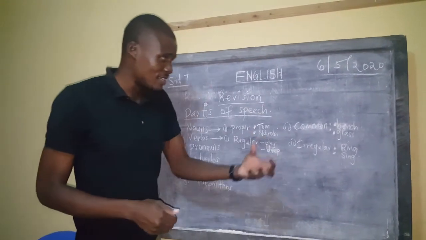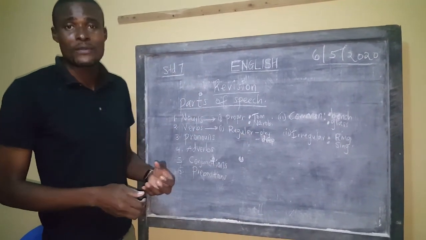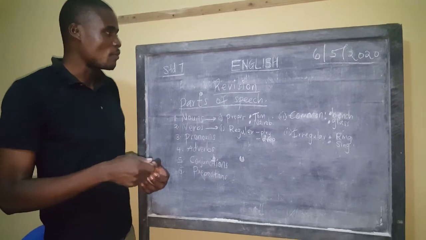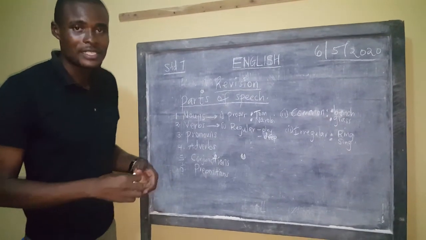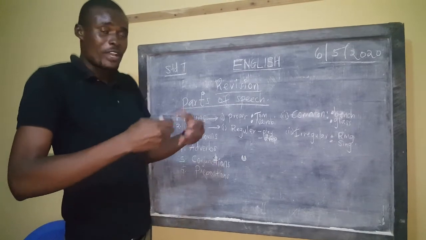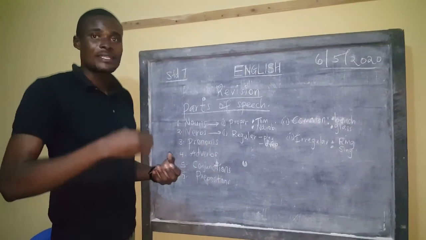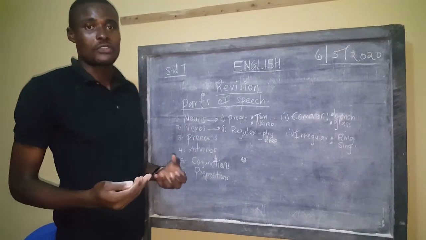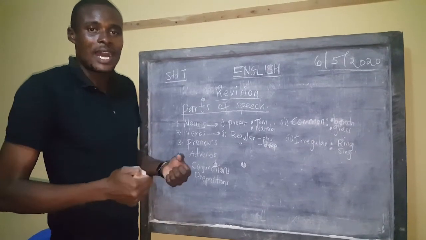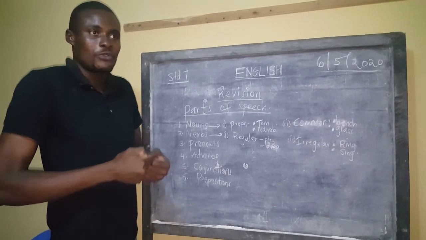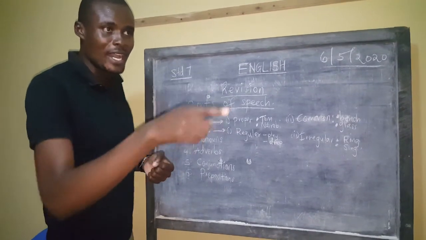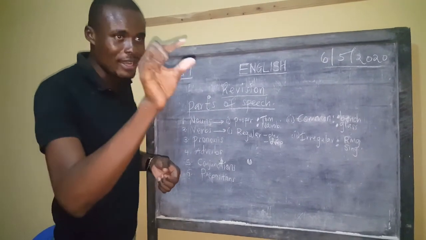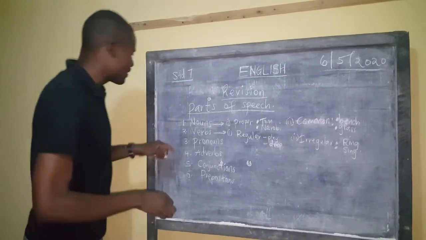The third type of noun is the abstract nouns. Abstract nouns are nouns that we can't see with our naked eye, but we can see them through somebody's action. A very good example is anger. When somebody is angry, through his behavior you can see that somebody is angry, hence you can see anger in that person, but you can't see anger using your eye.